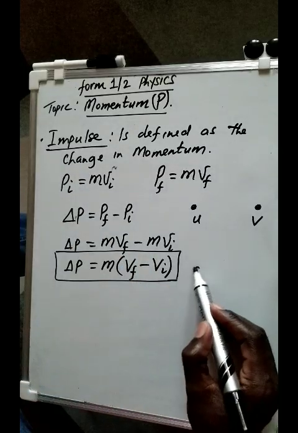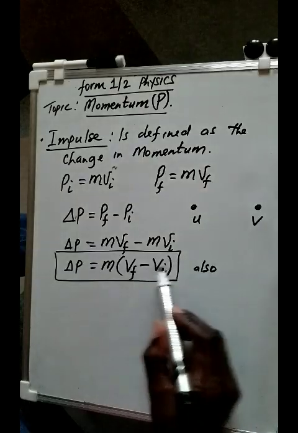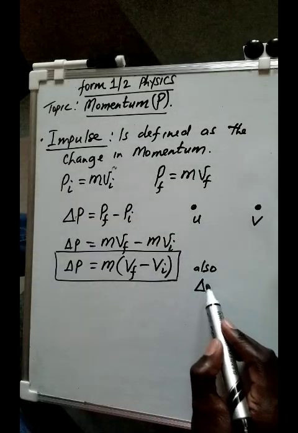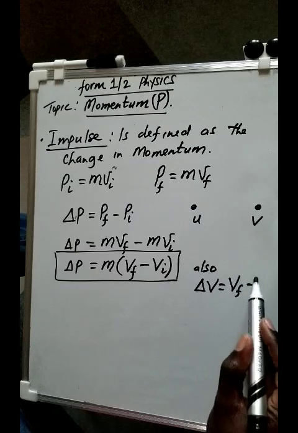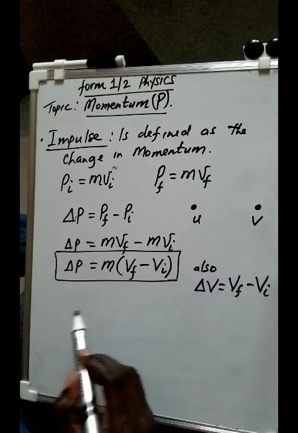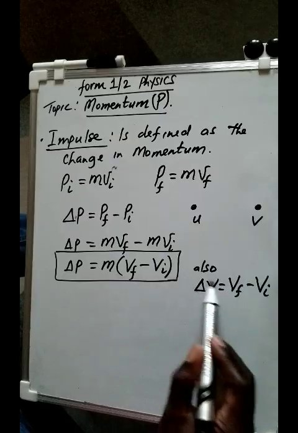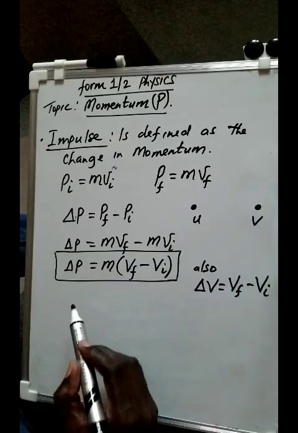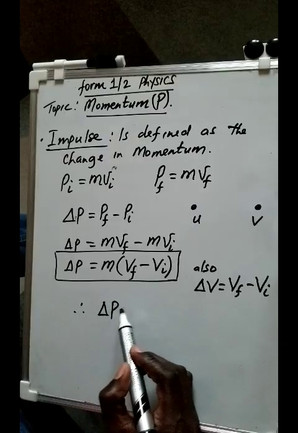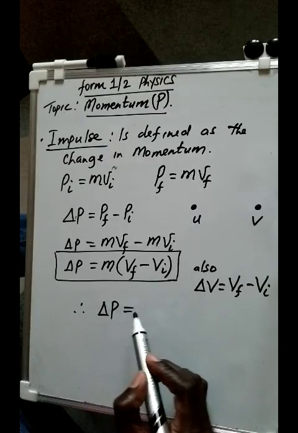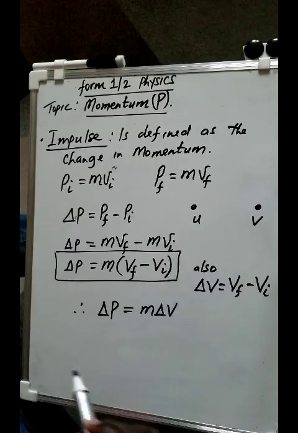Now remember, I also want you to be aware that this change in velocity can be written as delta v is equal to final minus initial velocity. So where there's v final minus v initial, I can represent it with delta v, change in velocity. So I could have simplified this and said delta p, change in momentum, is equal to the mass multiplied by the change in velocity.